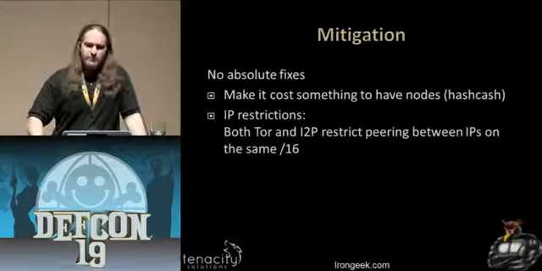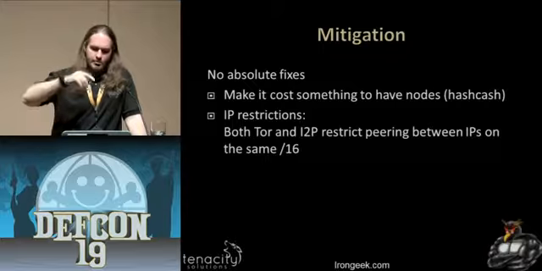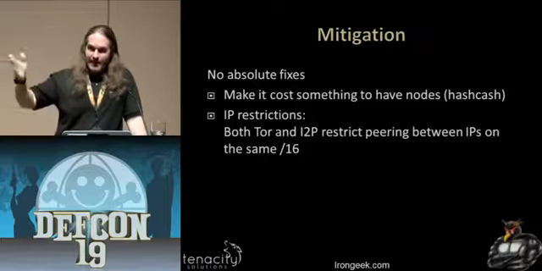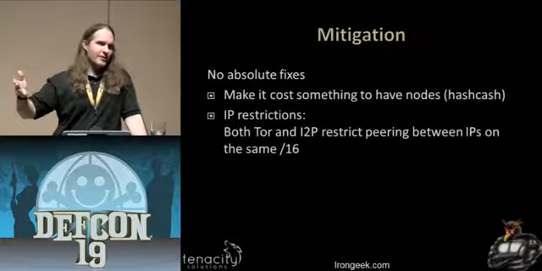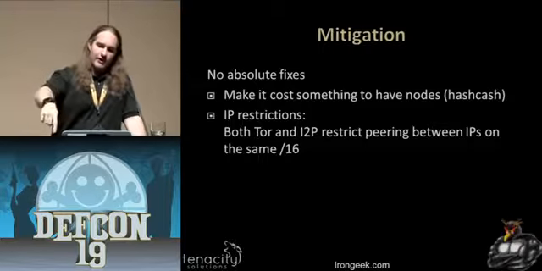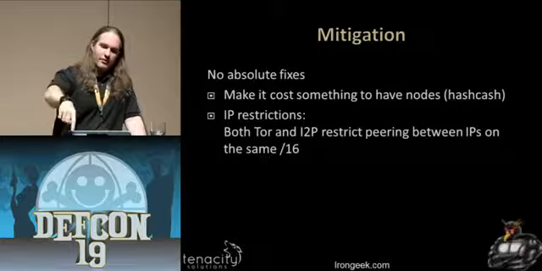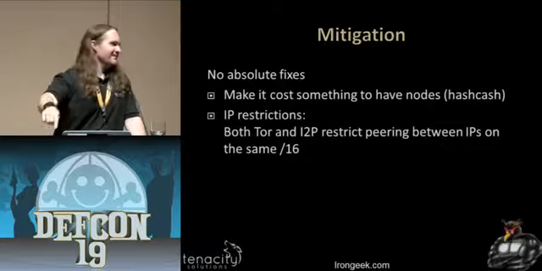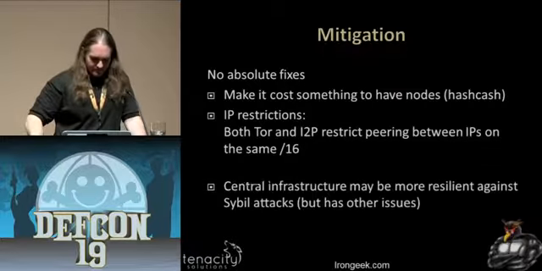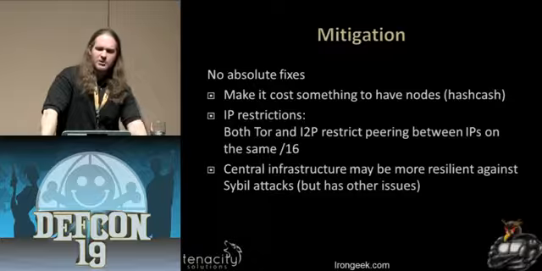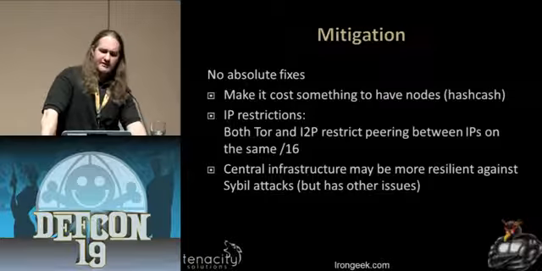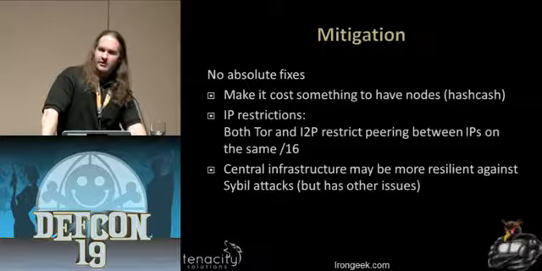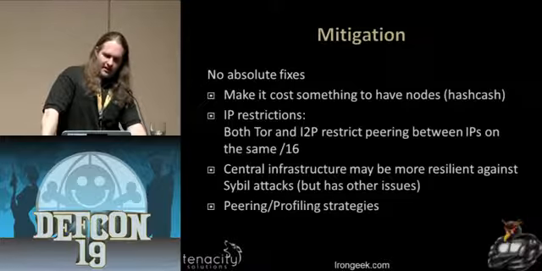Another mitigation that's out there: both Tor and I2P restrict peering between two nodes that are on the same /16 IP network. This is to keep you from hitting someplace and going, okay, you have a tunnel through this network, but all the IPs in your tunnel belong to the same ISP, and they can look at all of it. That would not be so good for anonymity. Also, central infrastructure may be somewhat more resilient to Sybil attacks, though, as I discussed earlier, it has its own issues. And hopefully, better peering and profiling strategies might help to spot bad actors in a network.